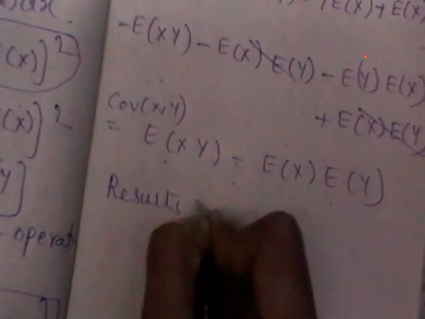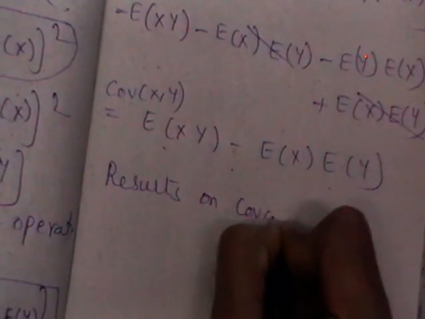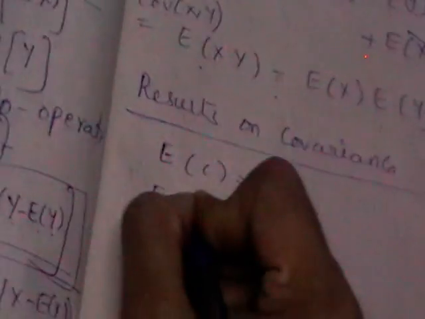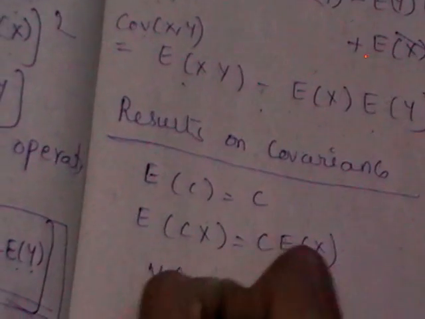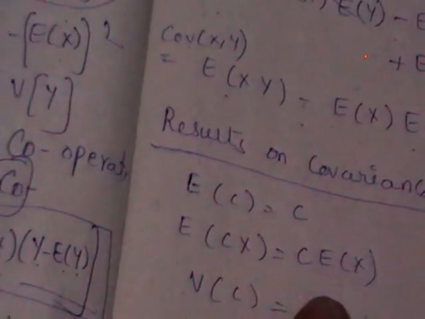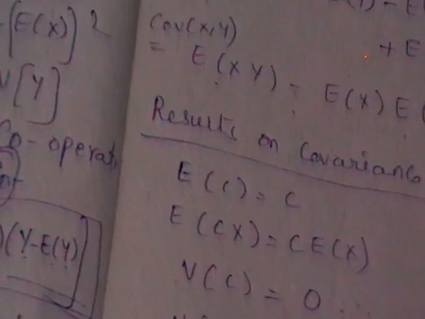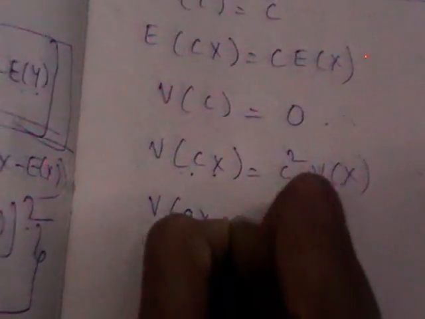So, what are the results we have discussed on expectation? I am just recalling those. What is expectation of a constant? Expectation of a constant is constant. What is expectation of CX? C into expectation of X. What is variance of a constant? 0. What is variance of CX? Whenever a constant is taken out of the variance, it will be squared. What is variance of AX plus B? A square variance of X. I think these are the results we have discussed in the previous class.